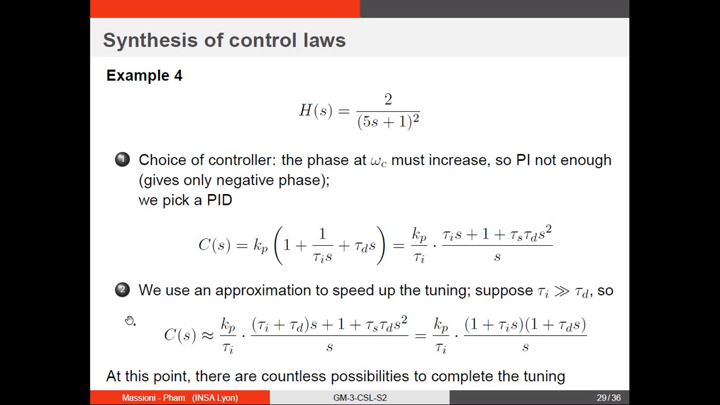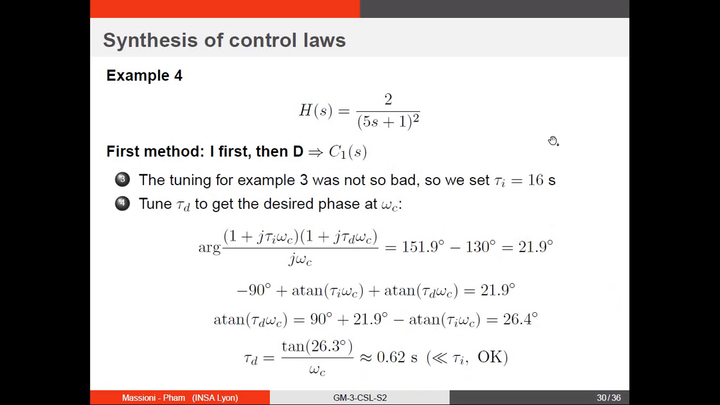At this point, I say there are countless possibilities to complete the tuning, because we have only two equations, two constraints, omega c and the phase margin, but we have three parameters. So basically you can fix two parameters according to your taste, and then the last one will be arbitrary. Two equations will fix the parameters, but one is free, so you can do it in countless ways.